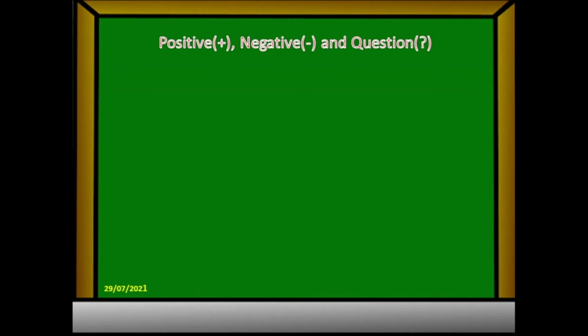The past simple tense also has positive, negative, and question forms. I watched television yesterday. That is an affirmative sentence, or positive sentence.